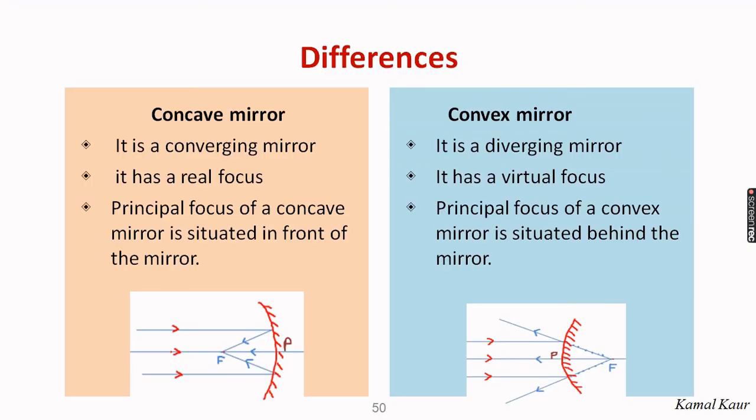Now we can see the differences between convex and concave mirror once again. For concave mirror we know that the bent in surface is the reflecting surface. It is a converging mirror. It has a real focus because rays are actually meeting at this point, and this focus is in front of the mirror. For convex mirror, reflection occurs from the bulging out surface. It is a diverging mirror and it has a virtual focus as the rays are not actually meeting here. And this principal focus lies behind the mirror.